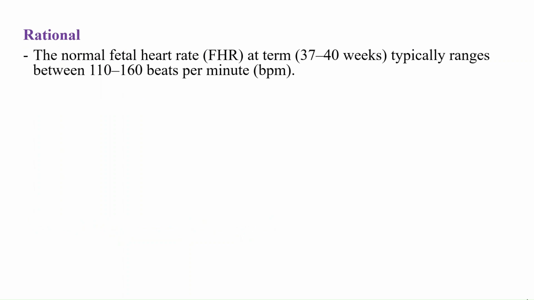The normal fetal heart rate at term, which is between 37 up to 40 weeks, typically ranges between 110 to 160 beats per minute, BPM. So the correct option is option number C, 140.